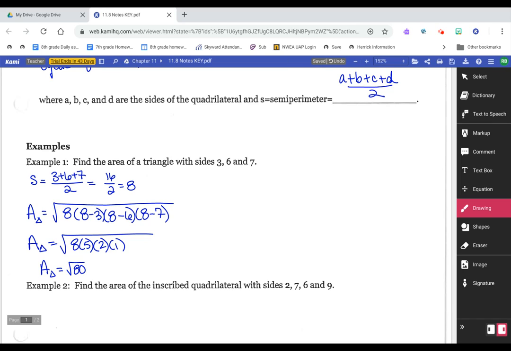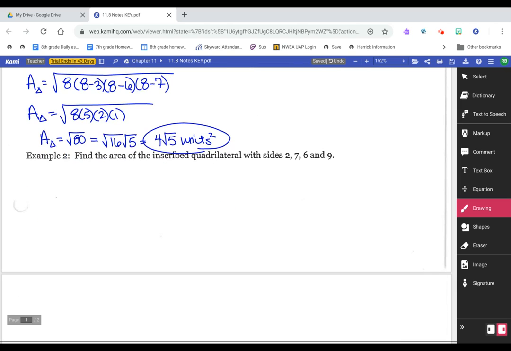Then, in order to simplify this, 16 goes into 80 5 times. So this would be simplified as 4 root 5. And since we're finding the area, we'll have squared units. And that's it. That's how you use Hero's formula. Now, let's go on to the next example.